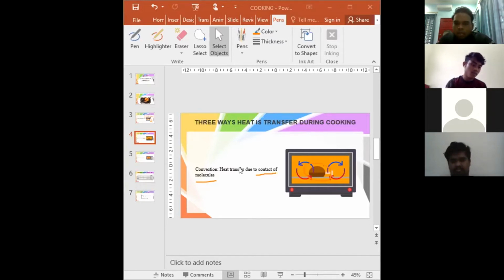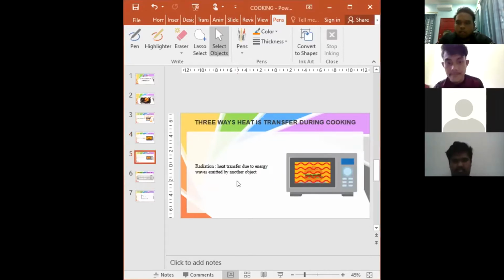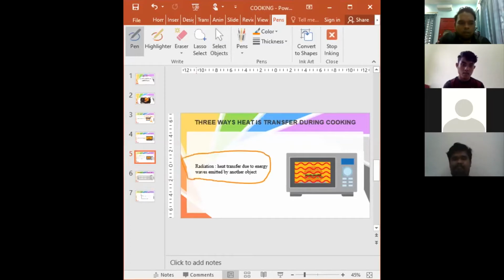For the third mechanism, radiation, as you know, radiation is heat transfer due to energy waves emitted by another object. Radiation involves a source of electromagnetic radiation that beams energy to food.